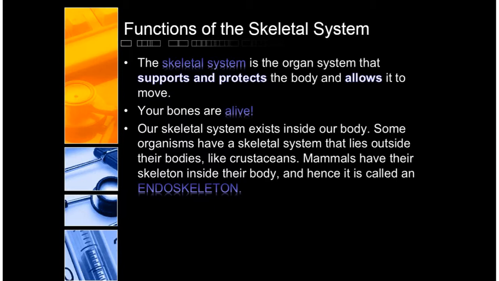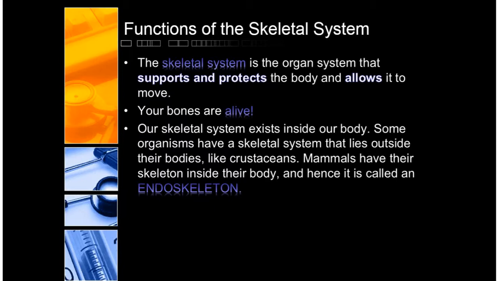They're composed of living cells called osteocytes and osteoblasts, and they have everything that any living organ in your body has. So it has its blood supply, it has its nerve supply, it needs nutrients, it gets rid of its waste. So your skeletal system is pretty much alive.